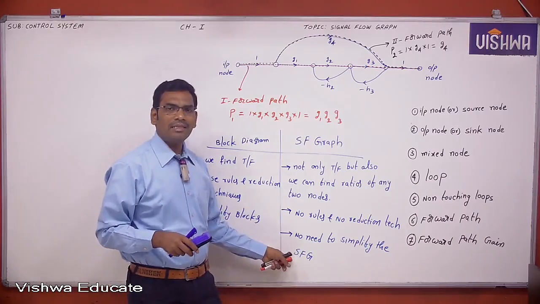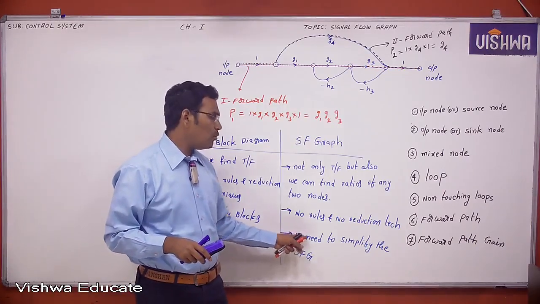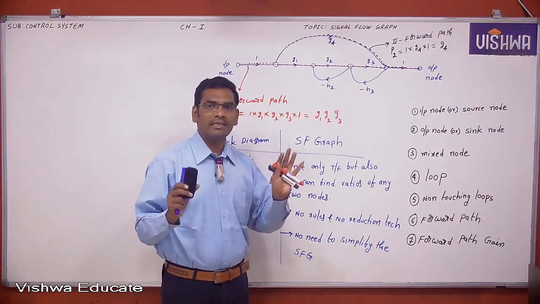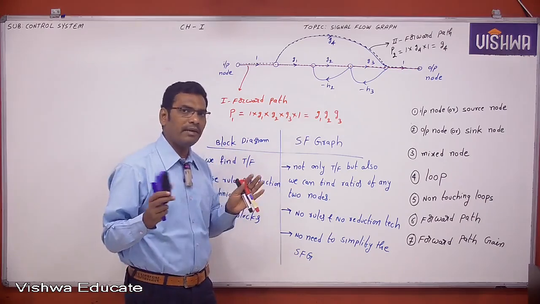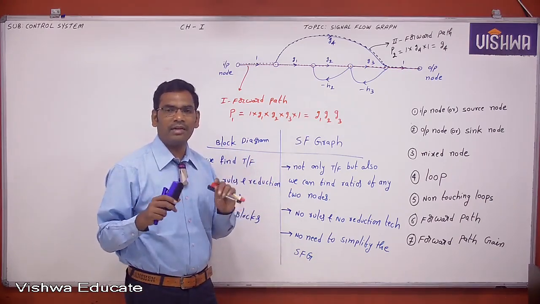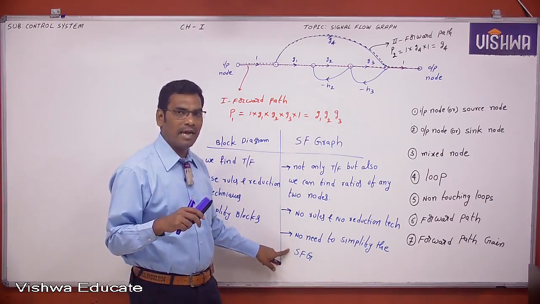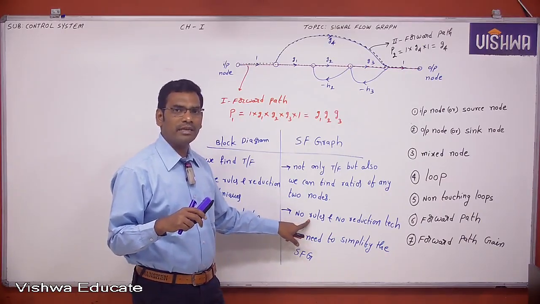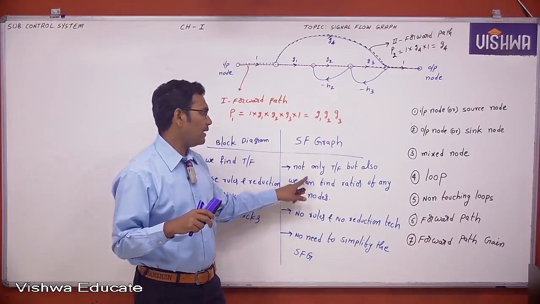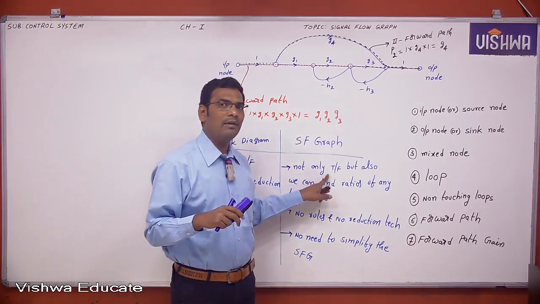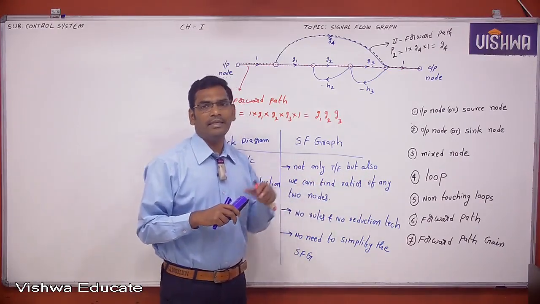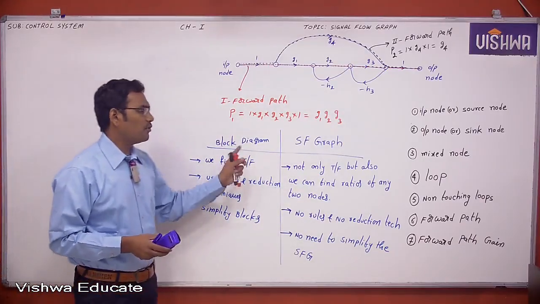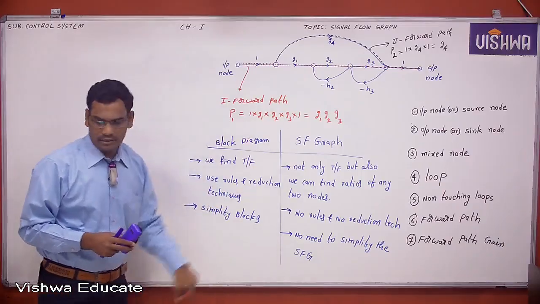But whatever signal flow graph is given, no need to simplify it. Whatever signal flow graph is given, whether short or large or big, keep the signal flow graph as it is. No need to apply the rules and regulations, no need to simplify, and you can find the transfer function but also ratios of any two nodes. Okay, this is a major difference between the signal flow graph and block diagram. Okay, note down this.